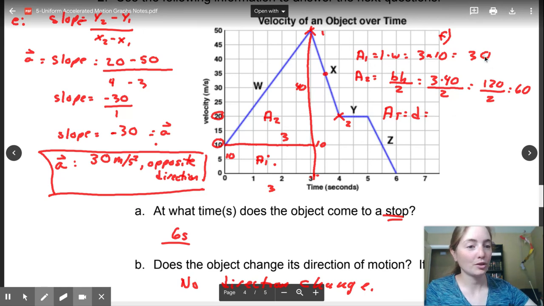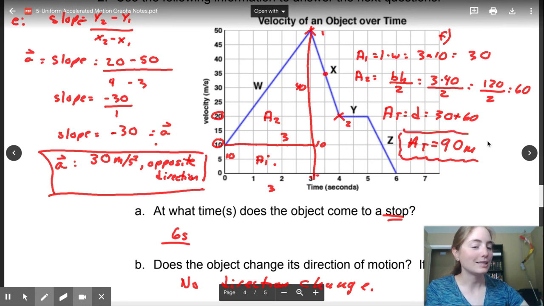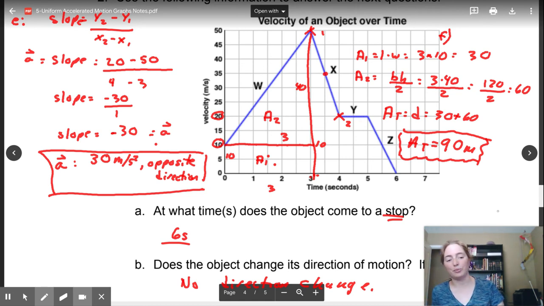So, you add the two together, 30 plus 60, and your area total is going to be 90 meters, which is going to give you the distance covered. Okay, I still need units. I still need sig digs. And in this case, I would give you the sig digs that I would like to see.